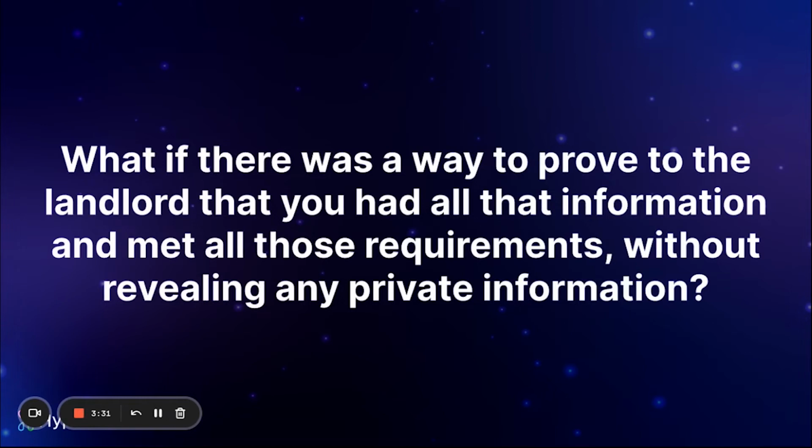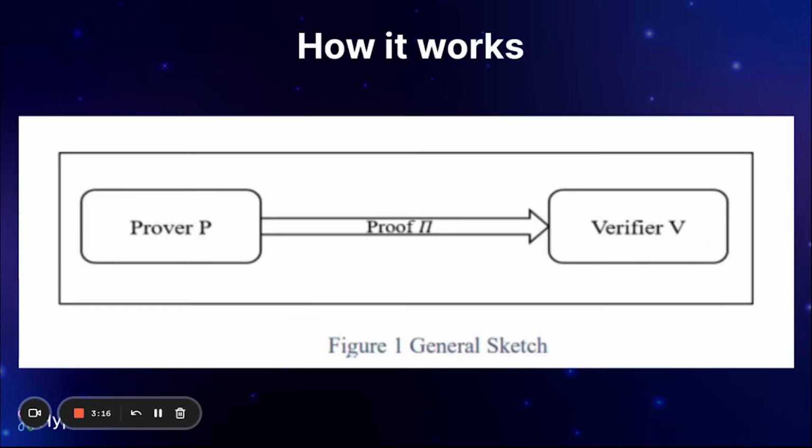What if there was a way to prove that you had all the information and met all those requirements without revealing the specific amount that you earn or any other private information? That's exactly what a zero knowledge proof allows you to prove. And so here's how it would work.